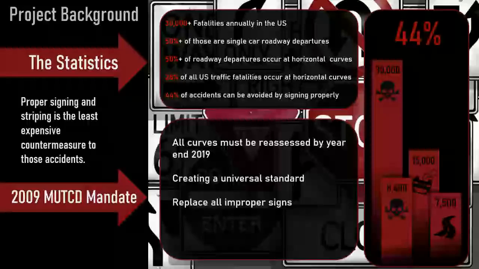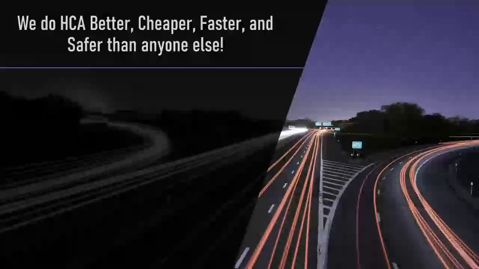So creating a universal standard is very important. Having the proper signage and replacing all improper signage is another aspect of it. And there's a new chevron requirement that requires you to have the radius of a curve and place the chevron appropriately. So all that being said, it's a pretty difficult task to accomplish.